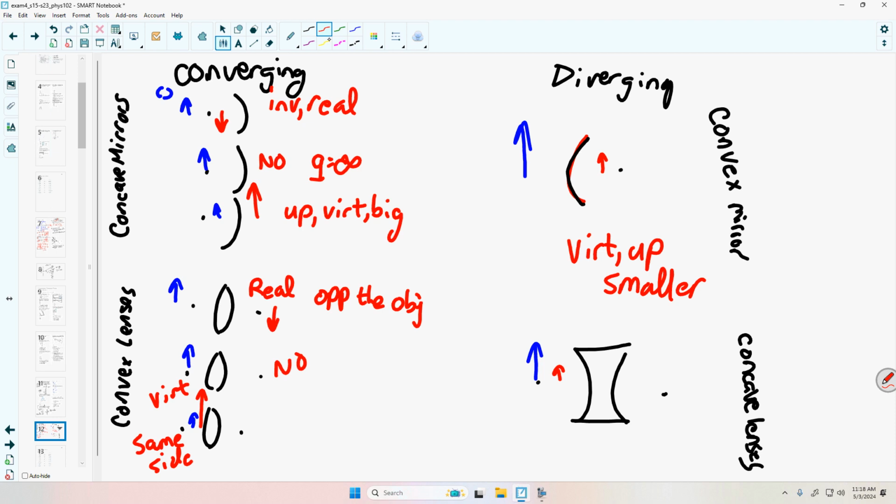For mirrors, the real side is the same side as the object. Notice that's different from lenses. And the virtual side is right here. It's opposite the side of the object. So notice here our virtual images. Our virtual image is the opposite side of the object for mirrors, the same side of the object as lenses. The virtuals flip sides between lenses and mirrors. It's because the lenses refract light and the mirrors reflect light. So the virtual side is opposite the side on the mirror. Okay?